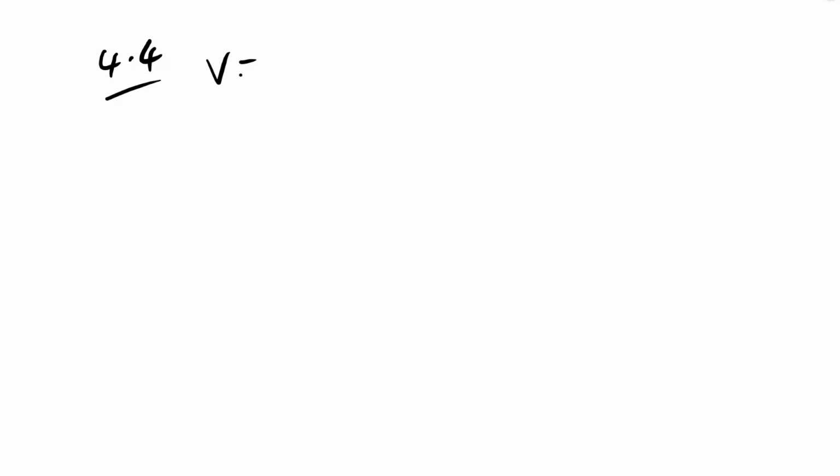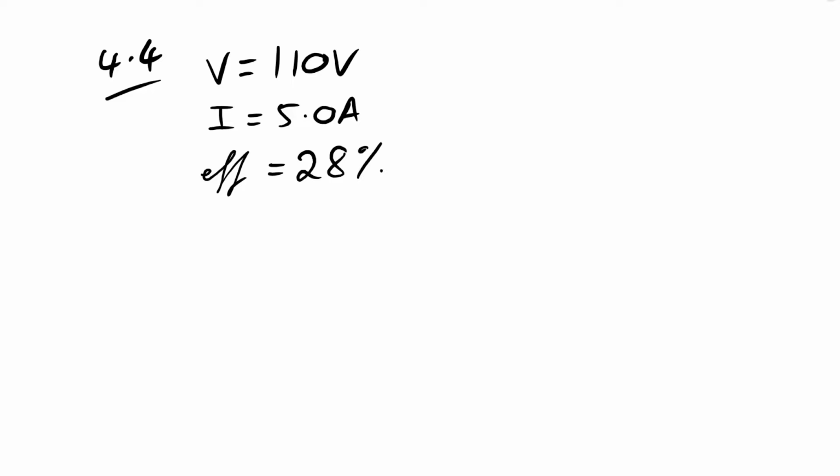4.4, we have a voltage of 110 volts, no internal resistance, and we have the current being 5 amps. We have the efficiency is 28%, and the belt travels at 0.32 meters per second. That is 8 meters long. Okay, determine the maximum number of blocks that could be moved on the belt at one time. Right, I think this looks like a power situation.